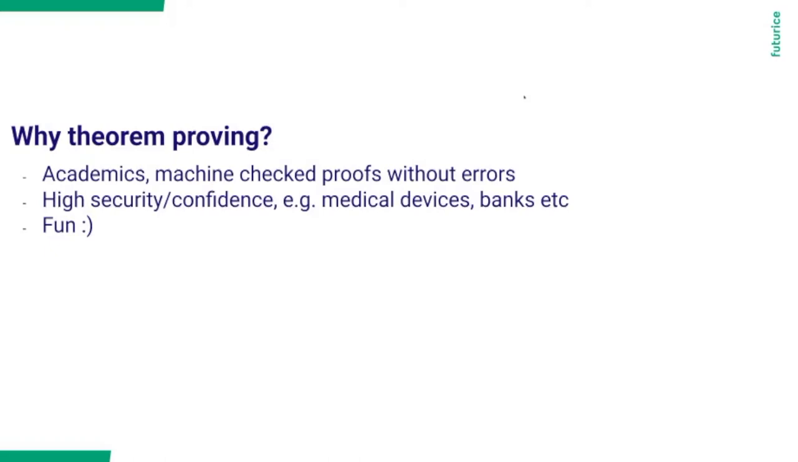The second field is if you need high security or high confidence that your program does the right thing. For example, medical devices that should not kill their patients, banks that don't want to lose a lot of money of themselves or of their customers, or anything similar. Especially in banks, I know, not Isabelle, because Isabelle is more at home on the academic side of things, but I know, for example, Idris is used in banks to get more guarantees. It's always what you prove that's interesting.